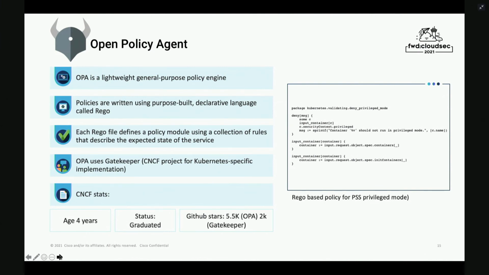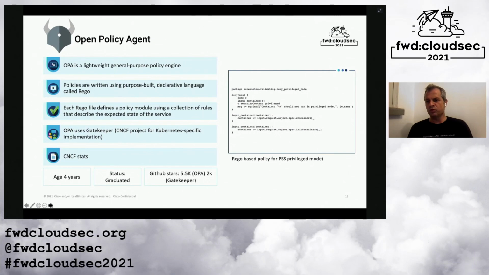Other than needing to learn a new scripting language, there is a very good way to create different, complex policies. And you can see on the right-hand side an example of a Rego-based policy for pod security standards for the privileged mode. Now, from CNCF stats, it's a graduated project, it's 4 years old, 5,500 stars for OPA and 2,000 stars for Gatekeeper. And Gatekeeper is a complementing piece. It's an admission controller, which was built to enforce Rego-based policies in Kubernetes.